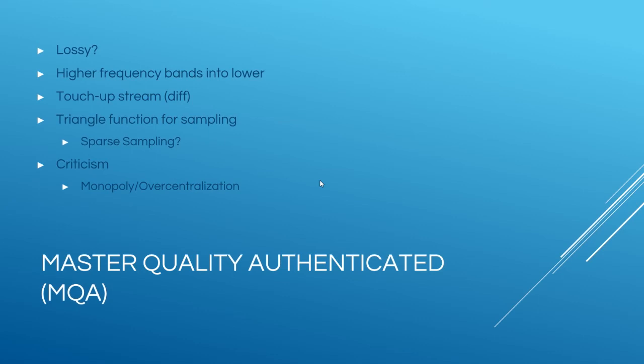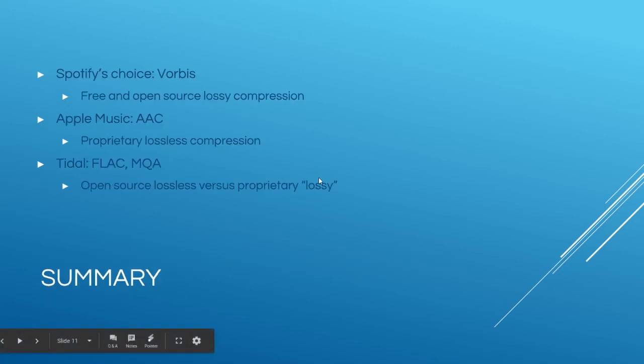But even if MQA is as inventive as it says it is, and it sounds as good as they say, there are significant criticisms being raised. That is that MQA could create a form of monopoly. The MQA shareholders get paid at each step of the recording, manufacturing, and playback process because the playback hardware requirements and licensing requirements may be designed in that way. Something to consider. So to summarize, Spotify's choice, Vorbis, is free and open source as well as lossy.